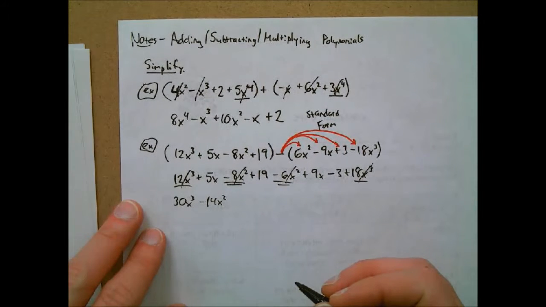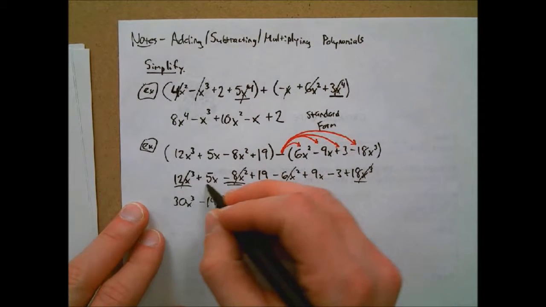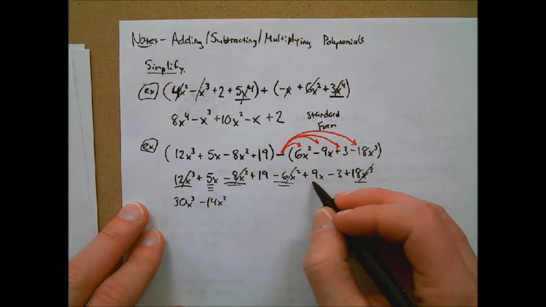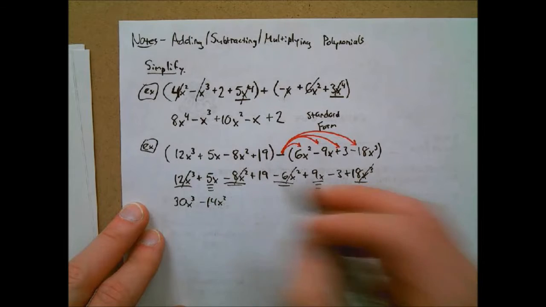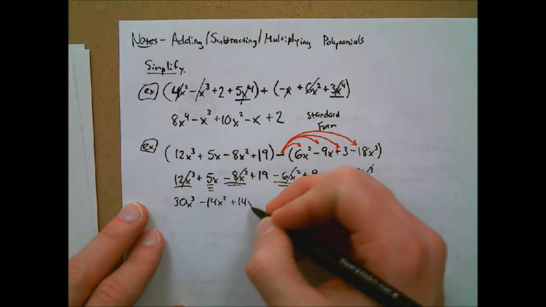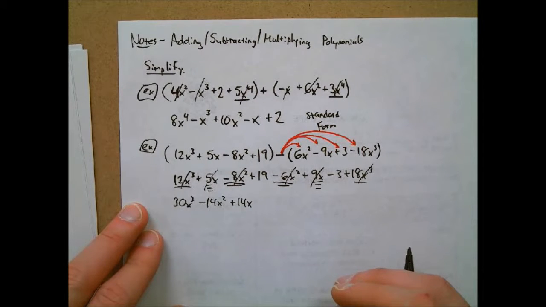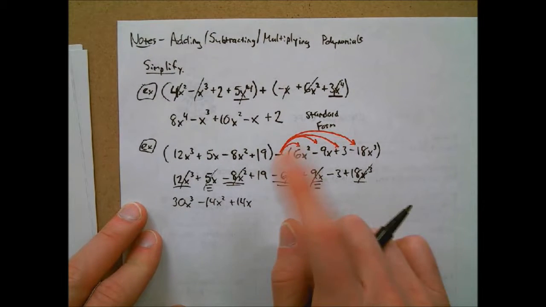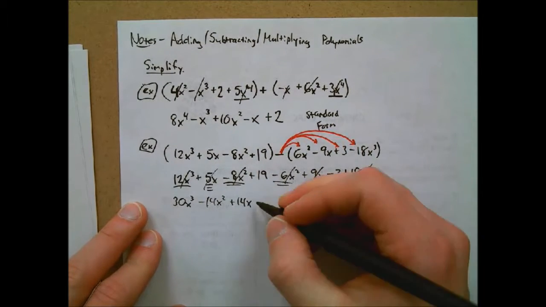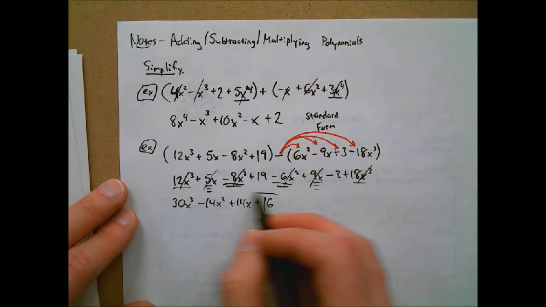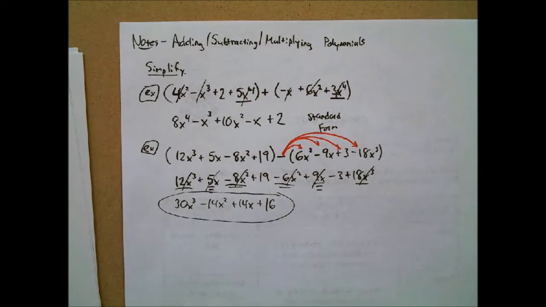The 5x and the 9x. And it's 5 plus 9, so that'll be 14x. Okay, that's gone, that's gone. All right, anything else, Gio? The 19. 19? And that makes 16. And there is our answer, okay, in standard form.